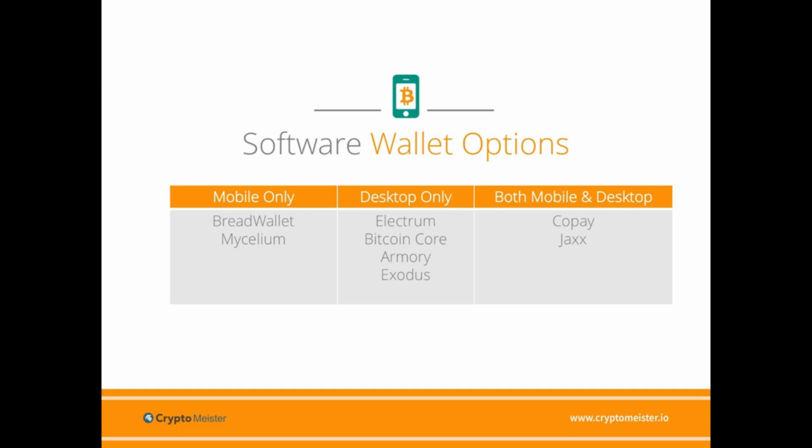Popular mobile wallet options include Bread Wallet and Mycelium. Desktop options include electrum.org, Bitcoin Core, Armory, Exodus.io, and both platforms are covered by copay.io and jax.io.